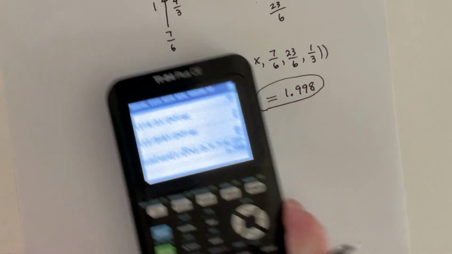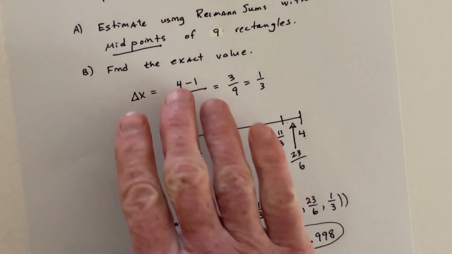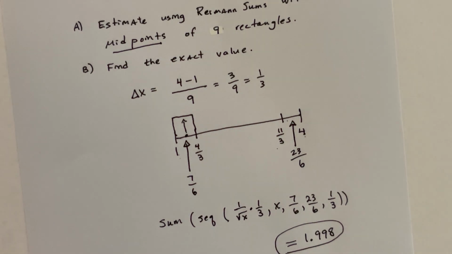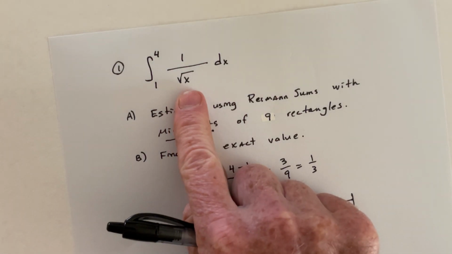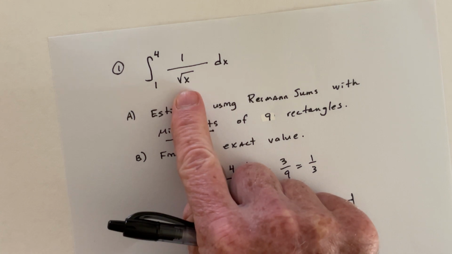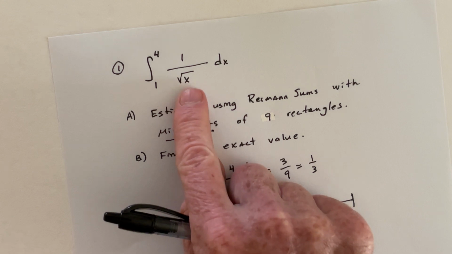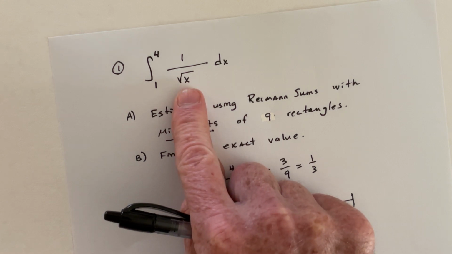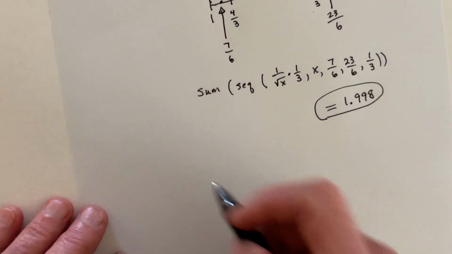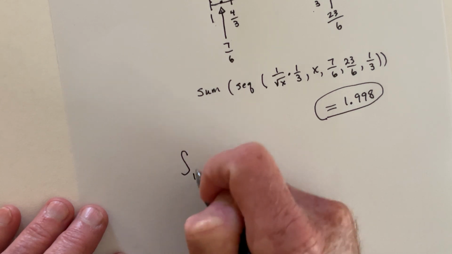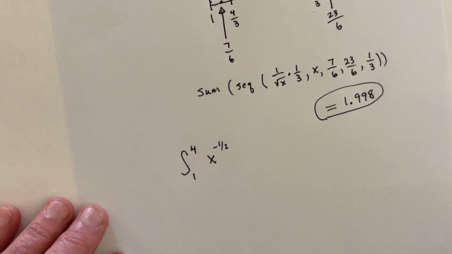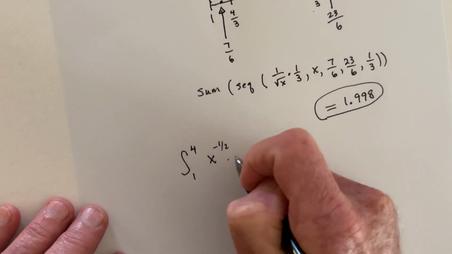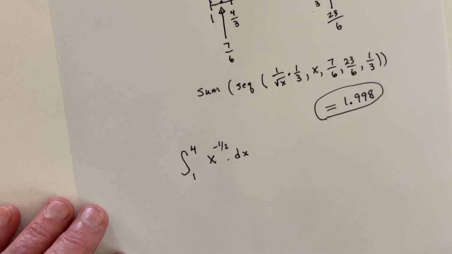All right, then part B, find the exact value. So find the antiderivative. So in order to find the antiderivative of this, I'm going to rewrite the square root as x to the 1/2. And then because it's 1 over, that means x to the negative 1/2. So the first thing is integrate from 1 to 4 and then rewrite it as x to the negative 1/2. I forgot to put dx. Hold on. There we go.